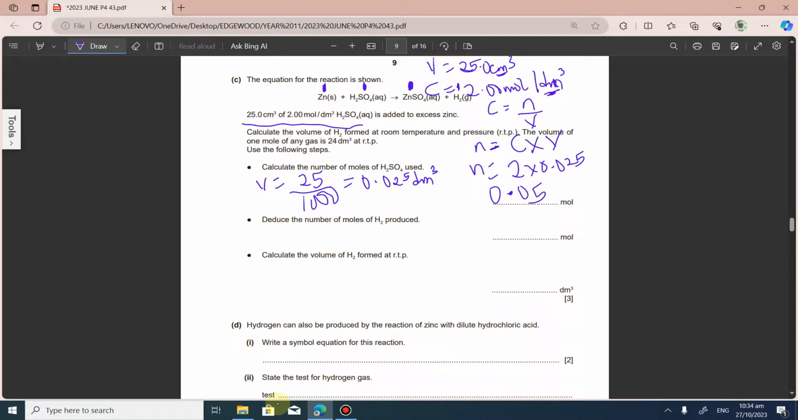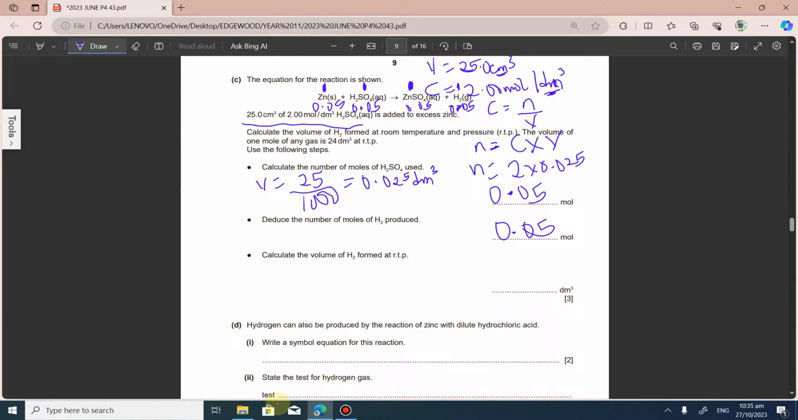Now, if the mole ratio is uniform and we have calculated that 0.05 mole of acid was needed for this reaction, then since they have the same mole ratio, 0.05 mole of zinc is also needed. 0.05 mole of zinc sulfate was produced, and 0.05 mole of hydrogen gas was equally produced, since they share the same mole ratio of 1, 1, 1, and 1. So in this case, our answer just becomes 0.05. Remember, the reason is because they have the same mole ratio.